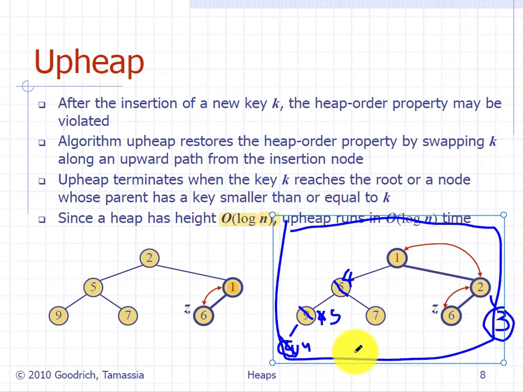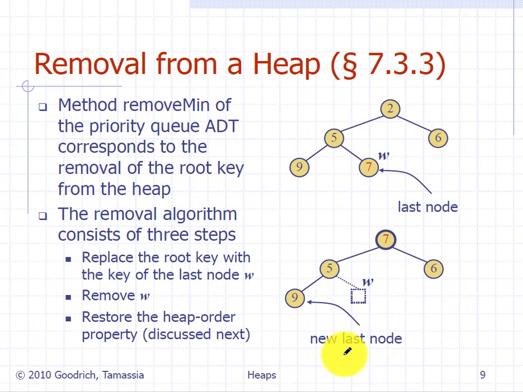So that now brings us to removing items. Let's look at how to remove items. The method removeMin of the priority queue ADT corresponds to the removal of the root key. Remember that the reason we're using a heap here is that we're implementing a priority queue with a heap. So we would only ever need to remove the root, because the root would be the minimum element. In a max heap, it would be the maximum element. In this way, we'll always want to remove the root, because the root is the minimum element. Everything is greater than the minimum, which is at the top. And it makes sense because the heap order property facilitates this.